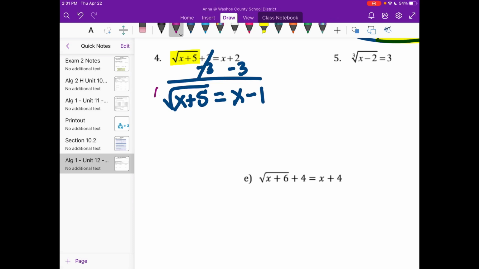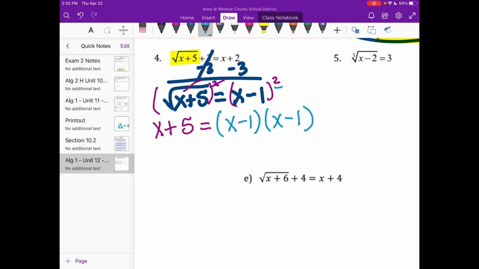Here we go. When we square both sides, because I got that radical by itself now, we will cancel our radical here. So we'll have x plus 5. But then over here, we do not make that common mistake of distributing. The 2 means write it twice. So x minus 1 times x minus 1. Ooh, we haven't seen this in a while, but we've got to multiply.